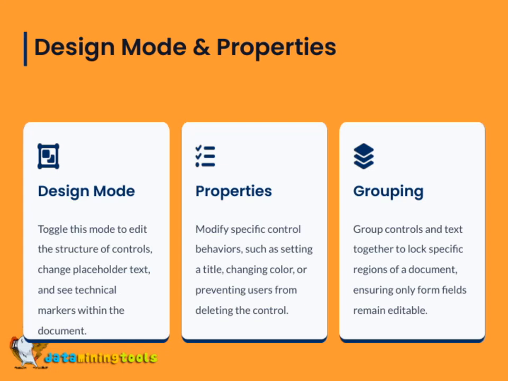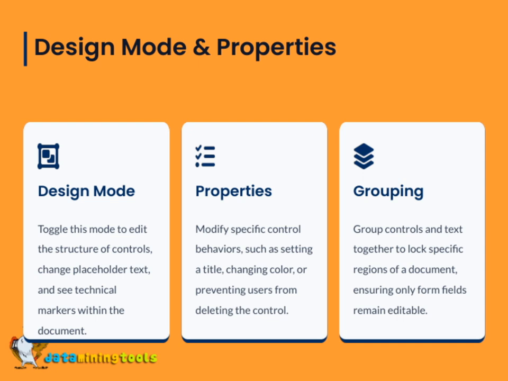Let's talk about design mode and properties, which are essential tools when working with forms and controls. First, grouping controls and text together allows you to lock specific regions of a document. This is really useful because it ensures that only the form fields remain editable, while the rest of the content stays protected. It helps keep your document organized and prevents accidental changes to critical sections.